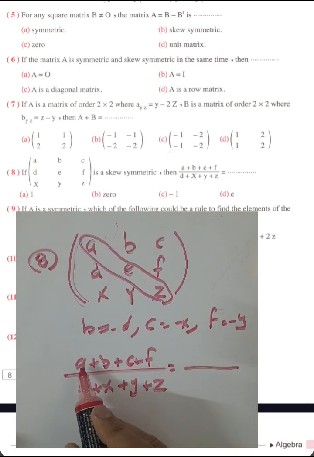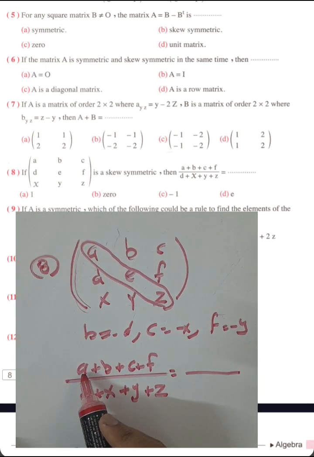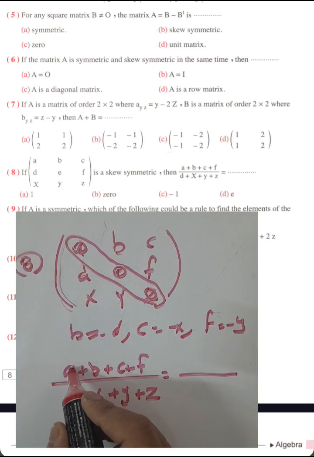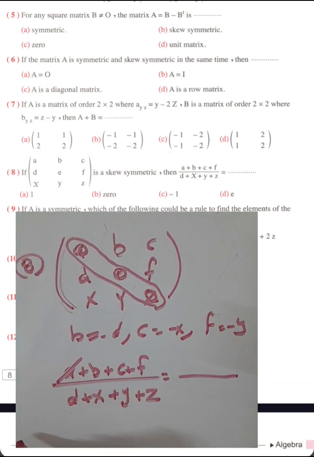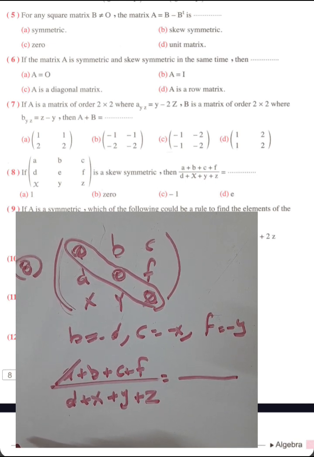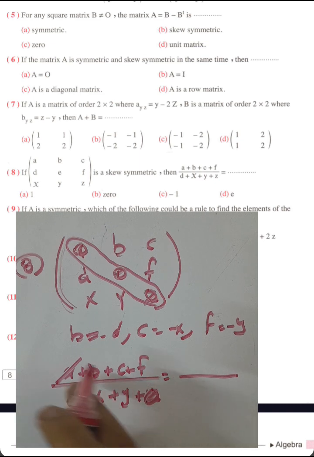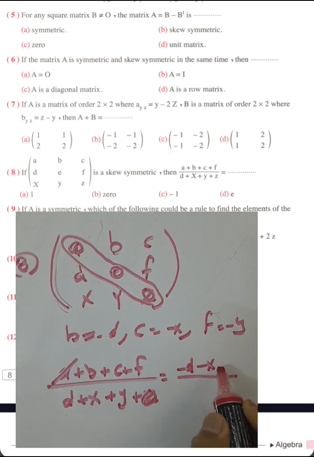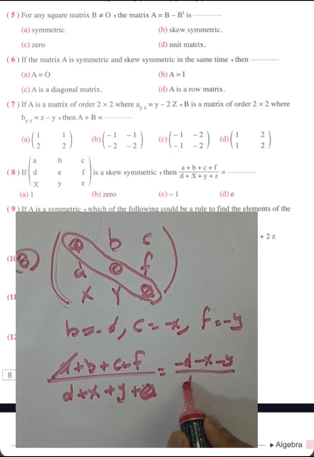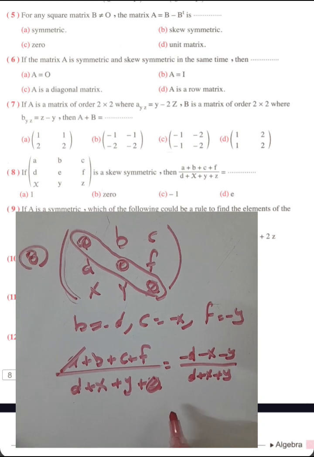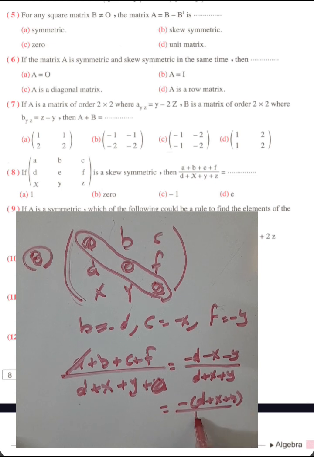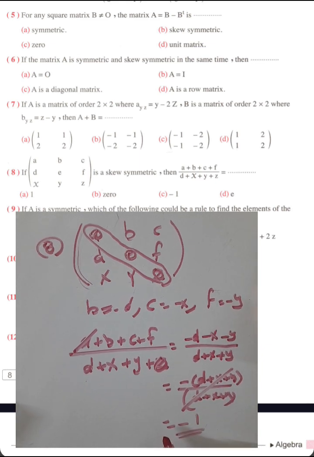We can write E equals 0, and here E equals 0, and Z will be equal 0, okay? B equal negative D, and C equal negative X, and F equal negative Y over D plus X plus Y. You can write a negative factor between all terms here, D plus X plus Y, and here D plus X plus Y. Cancel them, the result will be negative 1. Choose letter C for question 8.